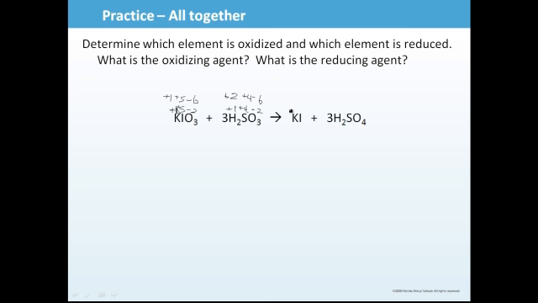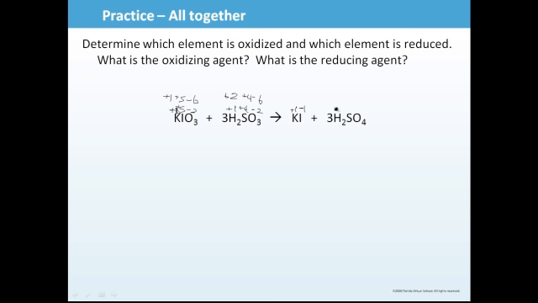All right, now the KI. K, as we've already mentioned, is group 1, so it's got to be a plus 1 charge. Iodide is group 17, that's a minus 1. Plus 1 minus 1, that cancels out, so that one's easy.